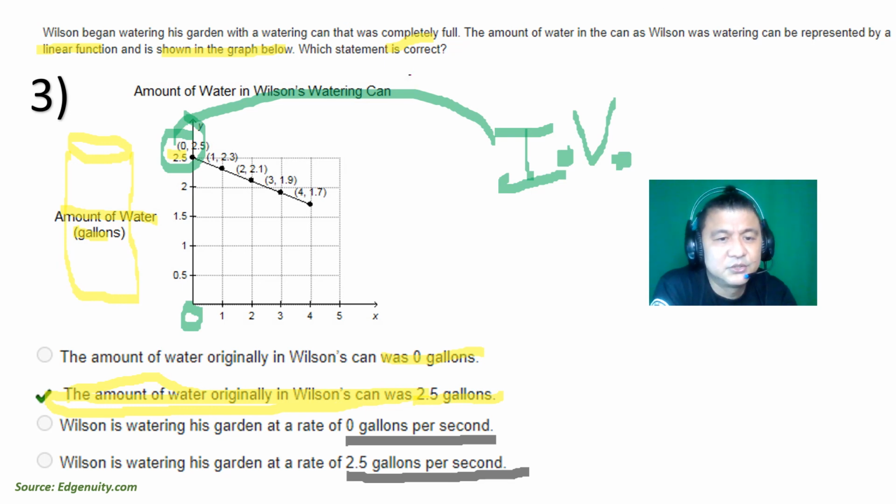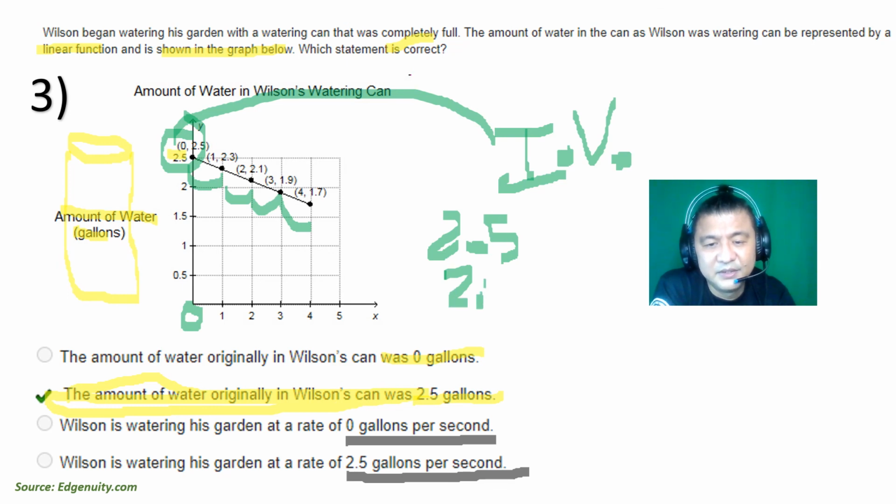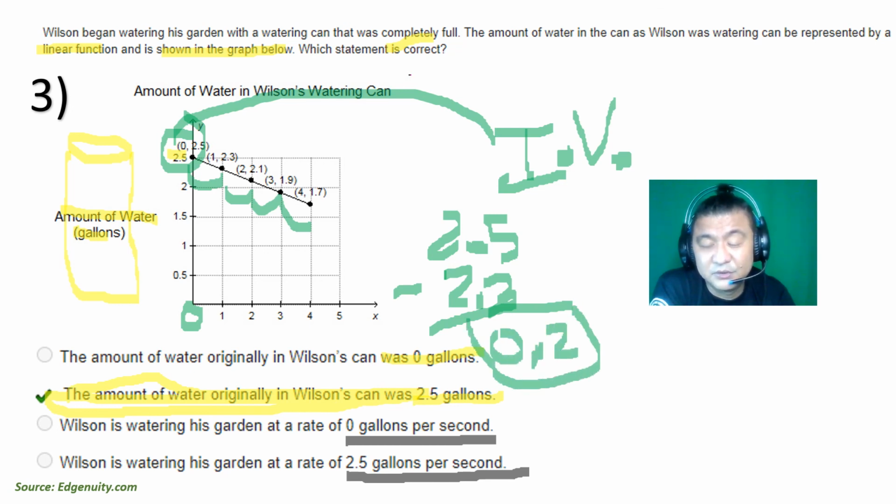Let's check. So this goes up by 1, by 1, by 1, by 1. Now, from 2.5, it became 2.3. Let's subtract that. It is 0.2. So water is being removed, or used, at 0.2, not 2.5. So definitely that's wrong. So this is correct.